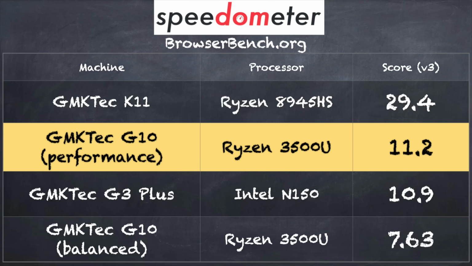And on the BrowserBench.org Speedometer benchmark test, we got a score of 7.63 when we were in the lower power balanced mode and 11.2 when we were in the performance mode. So you can see you're slightly better than the N150 for web browsing when you've got performance mode on, and you're slightly below when you are in the balanced mode, and that was on a 1080p display.